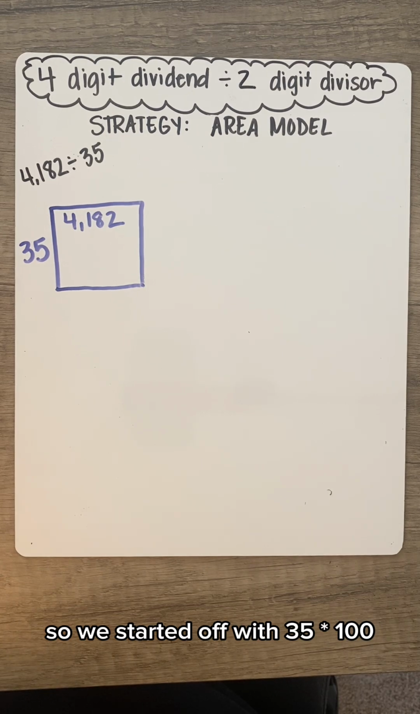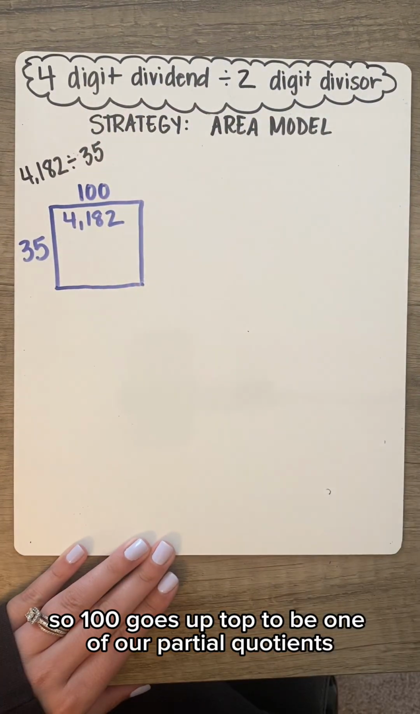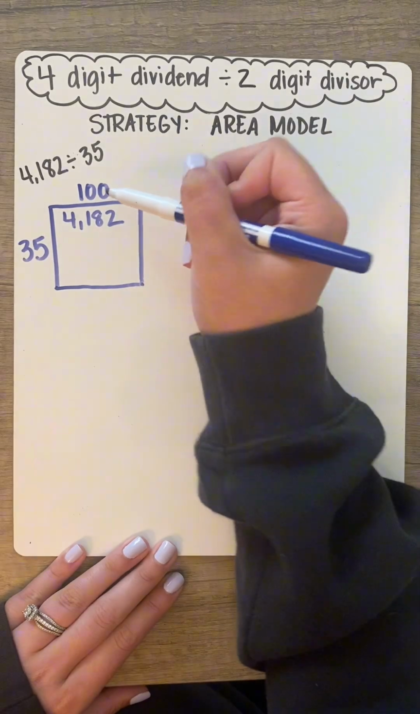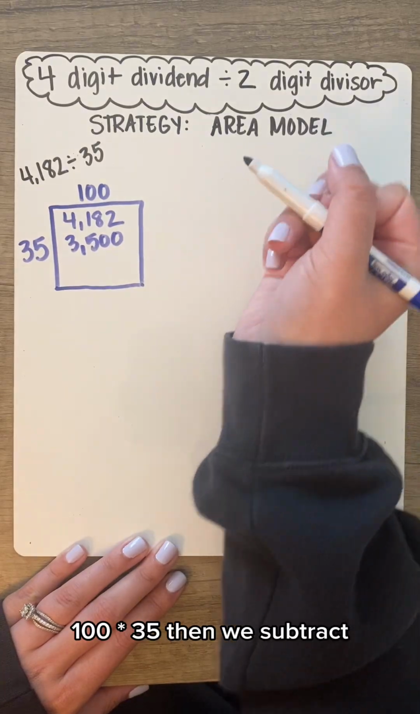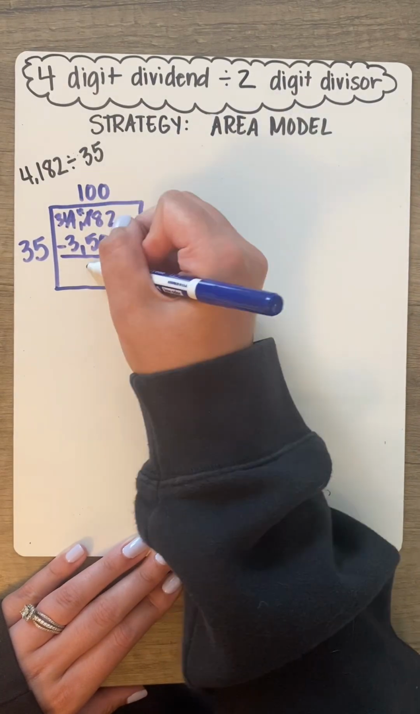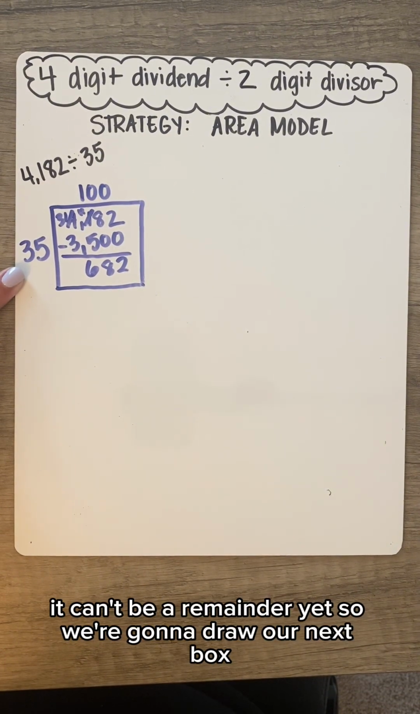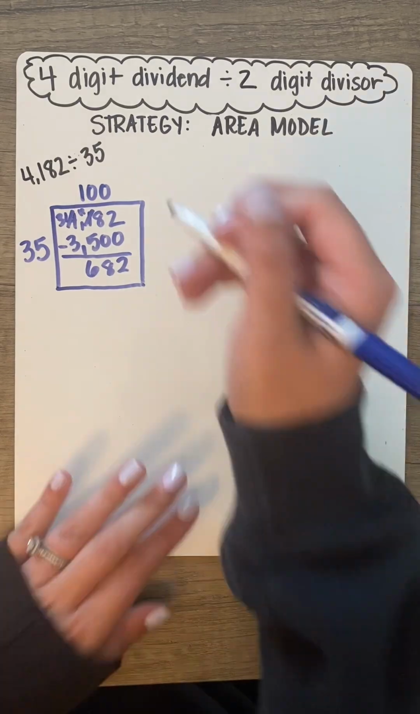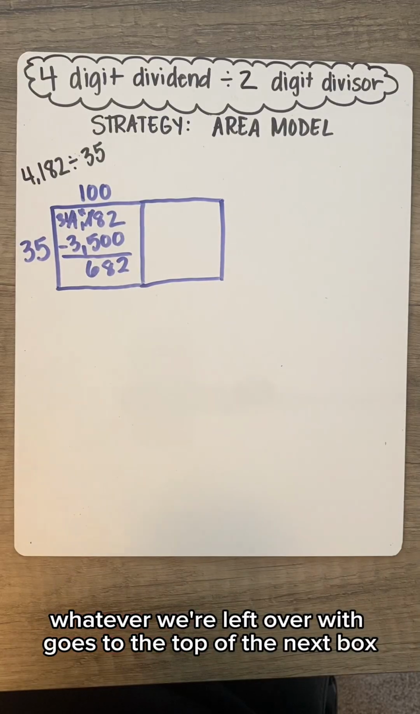So we started off with 35 times 100. So 100 goes up top to be one of our partial quotients. 100 times 35. Then we subtract. We're left with 682. We can keep going because it's bigger than 35. It can't be a remainder yet. So we're going to draw our next box. Whatever we're left over with goes to the top of the next box.